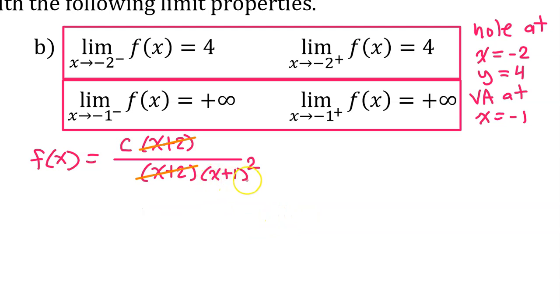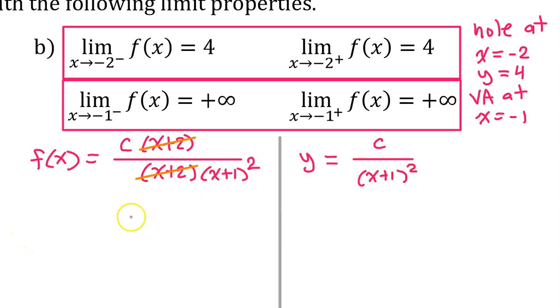To stop this factor from changing signs to the left and to the right of negative 1, we could square it. This way it'll be positive either way. Now let's find the value of c using the related equation y equals c over x plus 1 squared. This is just f of x after you cancel out the x plus 2's. In other words, after you remove the hole.